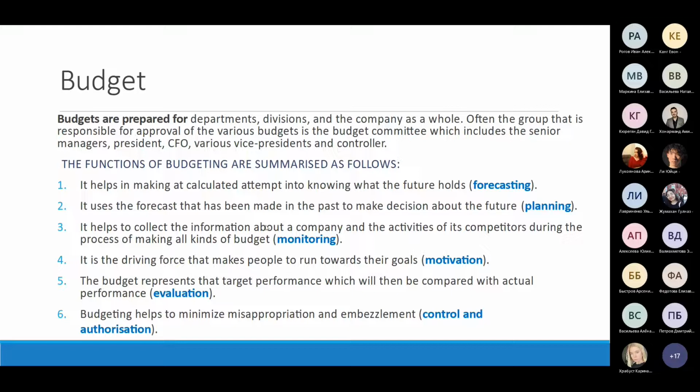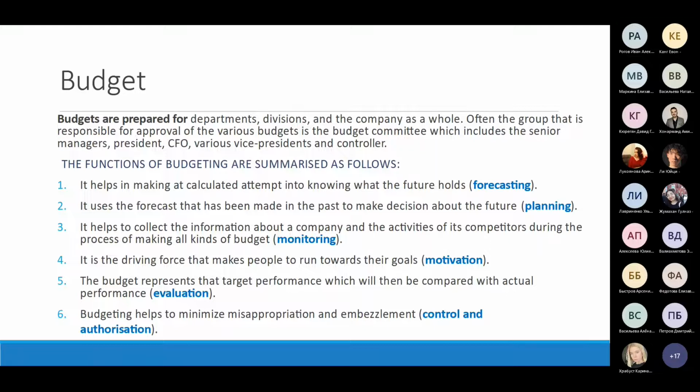So the functions of budgeting are summarized as follows. First of all, it helps in making a calculated attempt at knowing what the future holds. So this function is named forecasting. It uses the forecast that has been made in the past to make decisions about the future. So the budget is analyzing the previous forecast and the actual outcome of the business process and calculating the differences between planned and actual in order to make decisions about the future. So this function of budget is named planning.